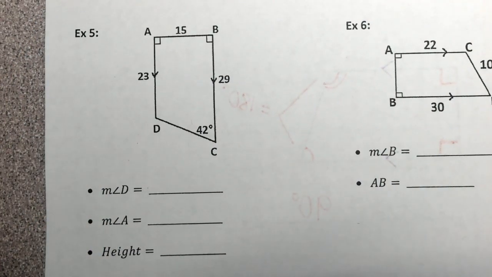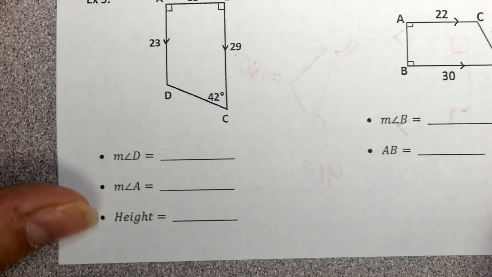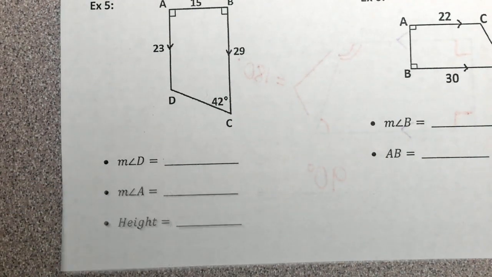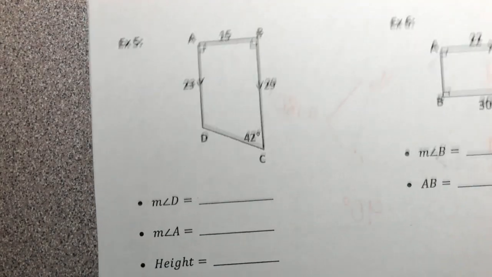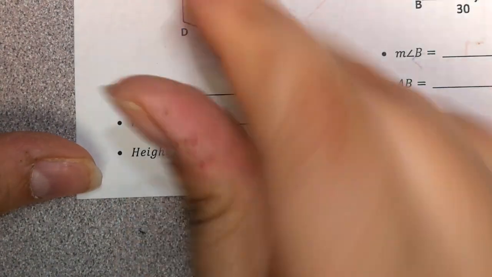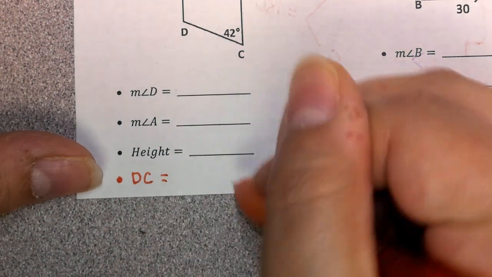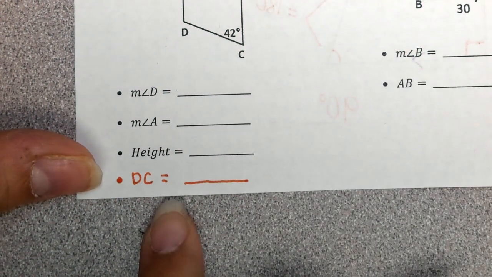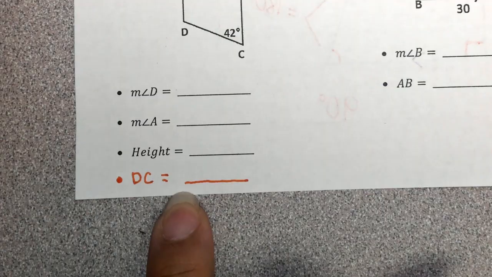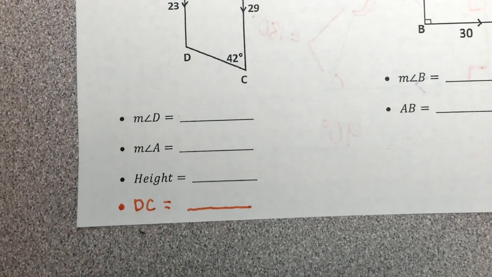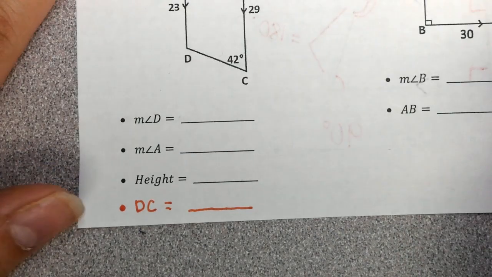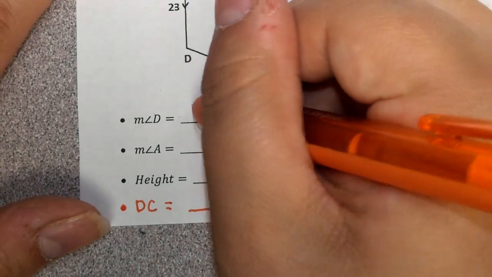Alright. I think you can do number 5 on your own. However, I'm going to add a problem to number 5. Everybody look up. I want to add, can you find DC? So those of you that went ahead, go back to number 5. Can you find DC? What is angle D? 138.